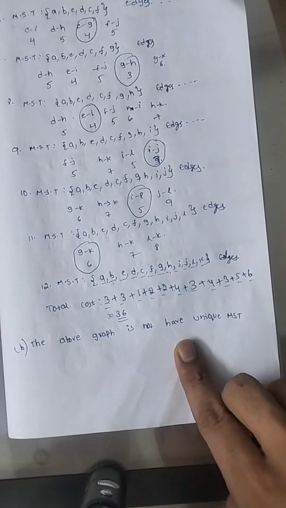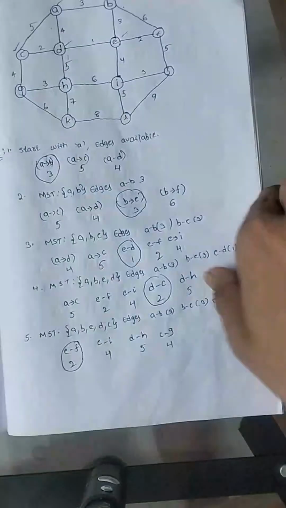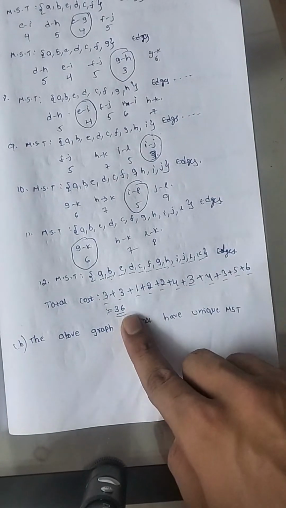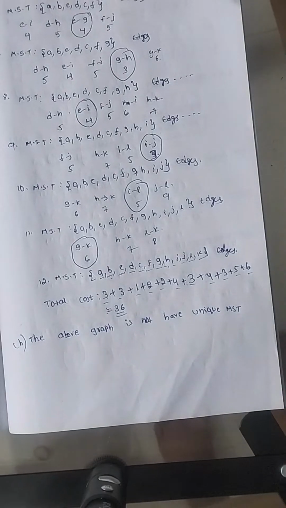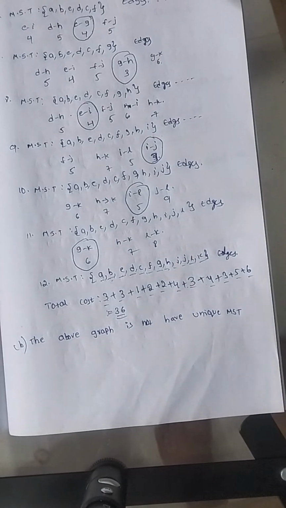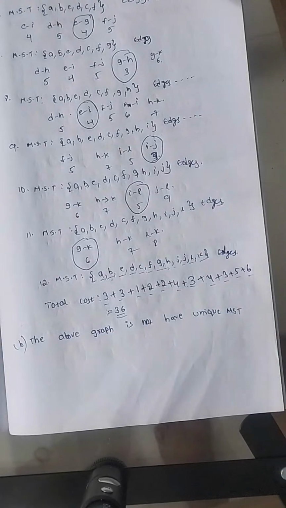And how will you find the total cost? All the rounded ones, you add them all, and you get the total cost as 36. Do we need to write edges in every step, or skip it? Vatsala, it depends on the marks given to the question, so based on that you can write.